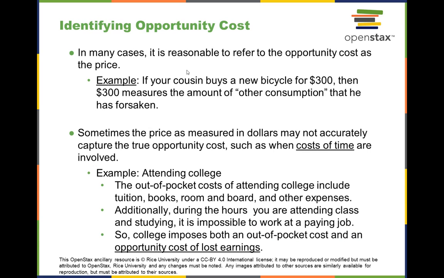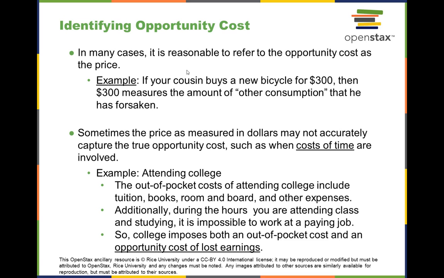In many cases, it is reasonable to refer to the opportunity cost as the price. Example, if your cousin buys a new bicycle for $300, then $300 measures the amount of the other consumption you could have forsaken. So to simplify things, we often just look at the price. But the problem is, in order to think rationally, you also have to consider the other things that you've given up in order to do that. Sometimes the prices measured in dollars may not accurately capture the true opportunity cost, such as when costs of time are involved. Example, attending college.